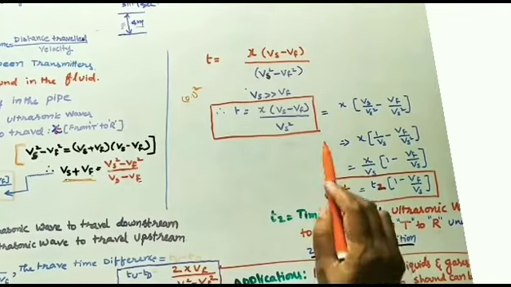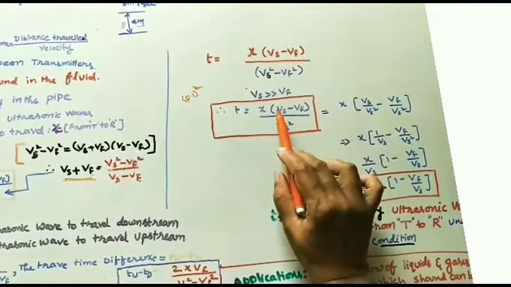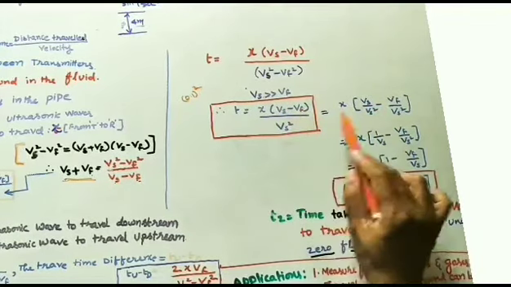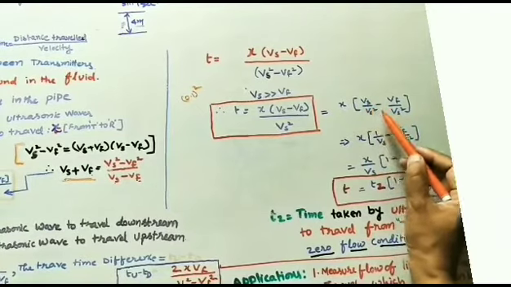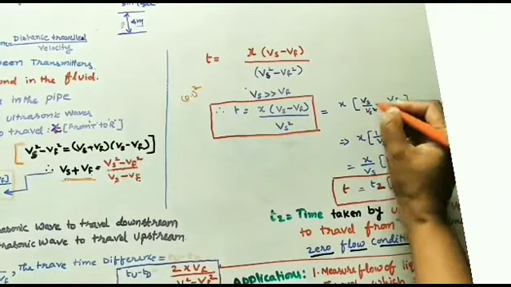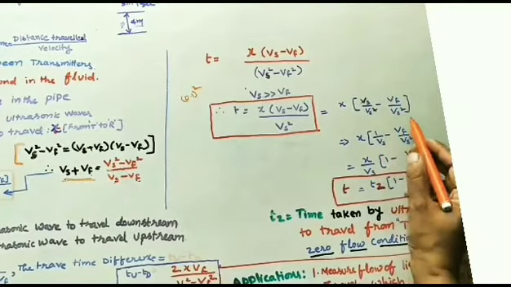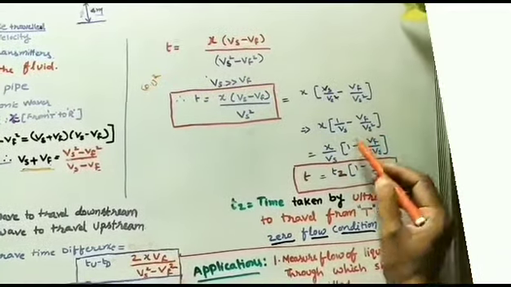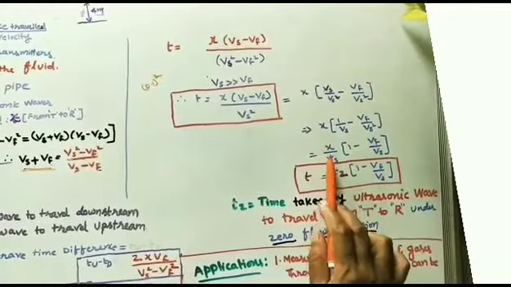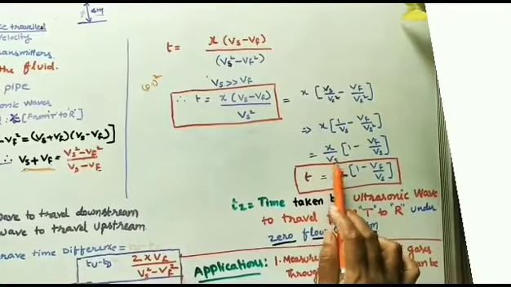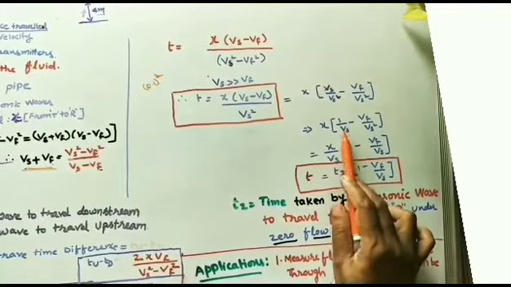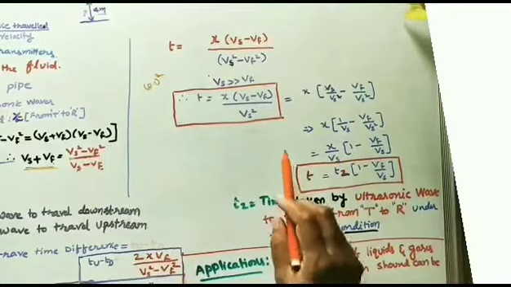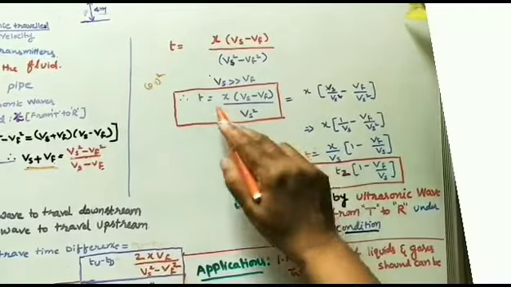Now we can write like this: x as it is, Vs by Vs square minus Vf by Vs square. So one Vs will be cancelled: 1 by Vs minus Vf by Vs square. Now x is as it is, and Vs we take common outside, so it is 1 minus Vf by Vs. This is the time we are finding here.